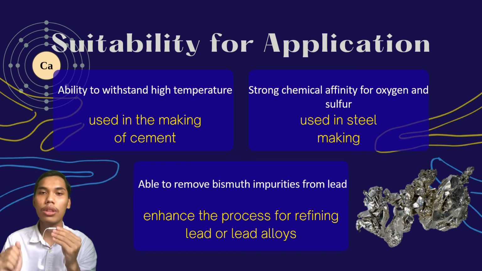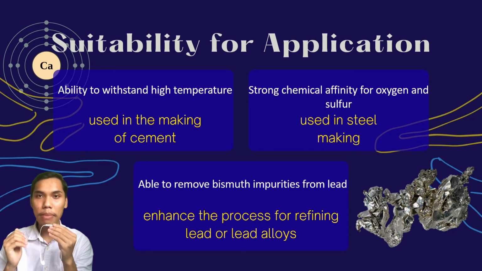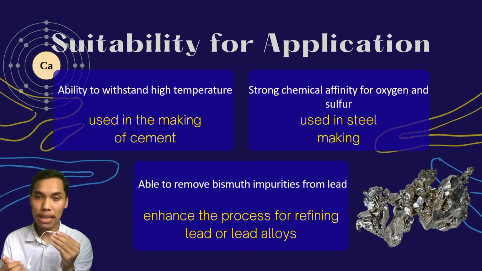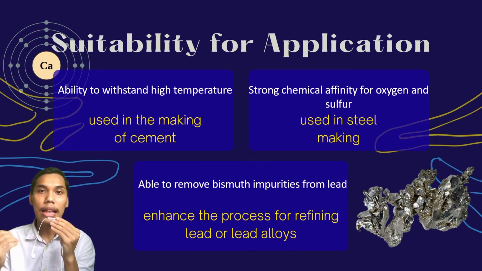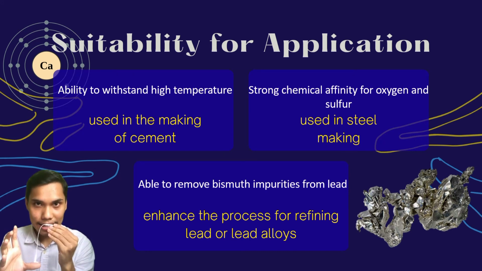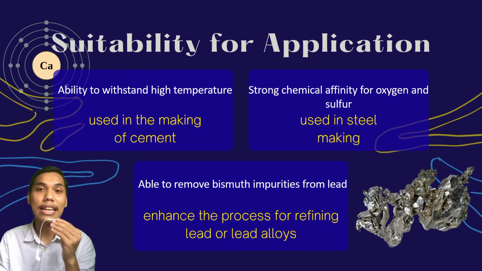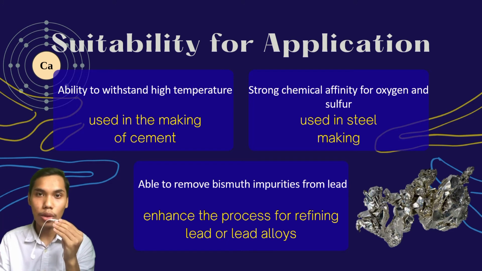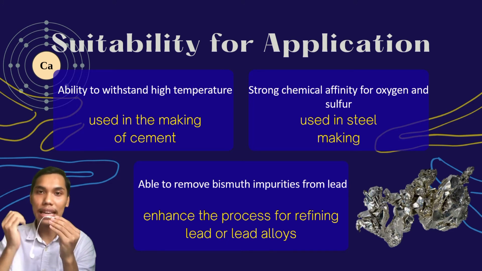Now we move to the suitability of calcium metal in applications. Firstly, calcium metal can withstand high temperatures, so it can be used in the production of cement, for example. Secondly, calcium metal has a stronger chemical affinity for sulfur and oxygen. This characteristic is useful in steel making. Not only that, calcium metal is used to remove bismuth impurities from lead, so the refining of lead or lead alloy becomes more efficient.